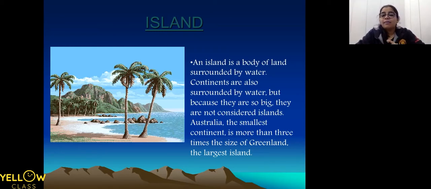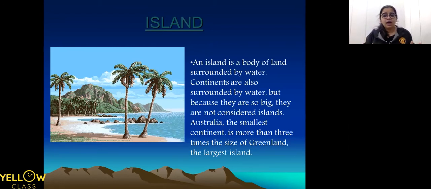Kids, if I talk about an island, you might just say, ma'am, this is a beach, there is a lot of sand, it looks like a beach. So, kids, suppose this is a land. My hand is a land, a body of land. But surrounding this is all water. There's no land surrounding it. Then this becomes an island. Are you clear now? So, an island is basically a body of land which is surrounded by water on all sides.